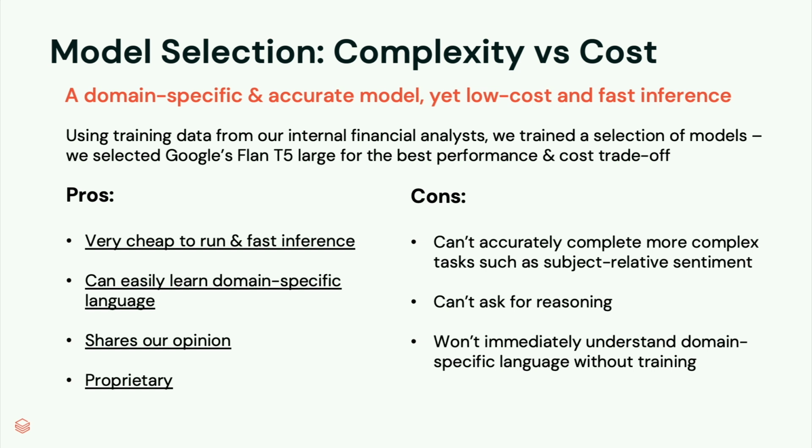So we went ahead with using training data from our internal financial analysts, who very kindly labeled a lot of sentences for us. And we trained a selection of models. We chose Google's Flan-T5 Large from that selection, as it had the best accuracy after training. I'm not sure if any of you are familiar with the model, but T5 Flan is a text-to-text model, so we had to add a classifier head on top of this so that we could output probabilities rather than text.